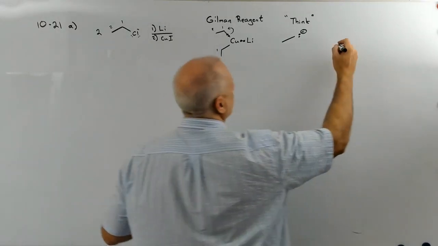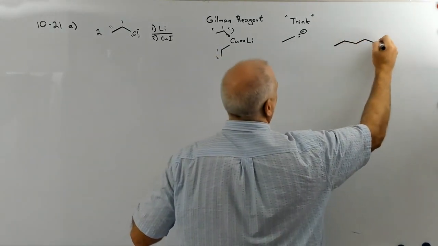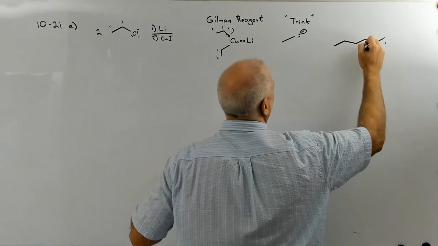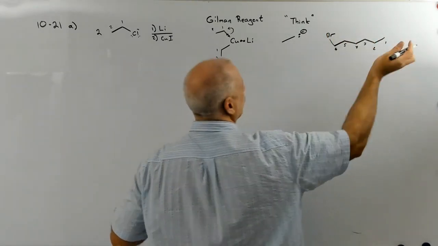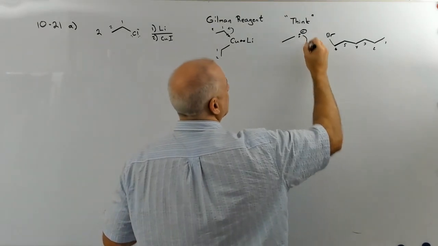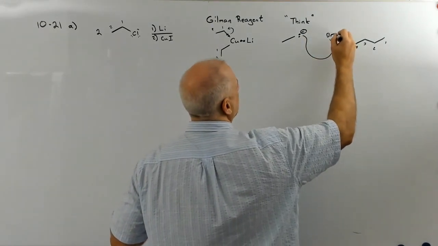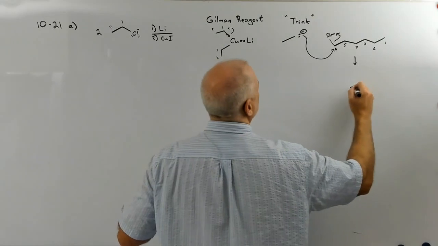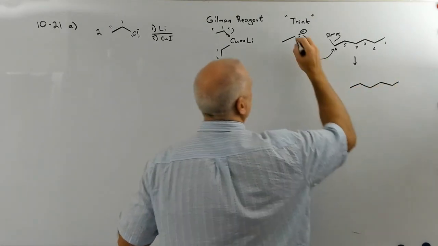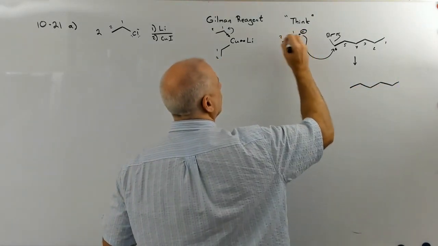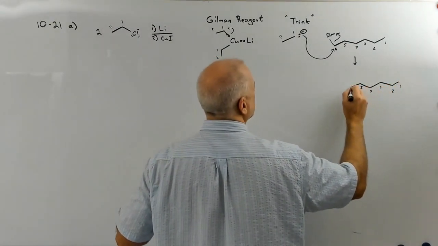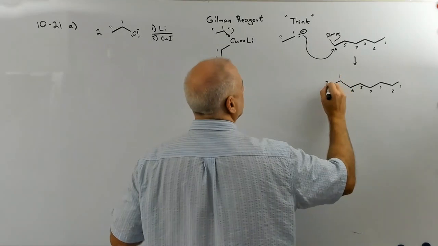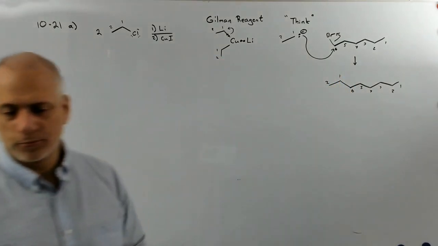When we add, for example, an alkyl bromide like that, with 1, 2, 3, 4, 5, 6 carbons, this can go ahead and do an SN2 reaction, and when all is said and done, you've just added these two carbons over here. So we have 1, 2, 3, 4, 5, 6, and then 1, 2 to make a total of 8.